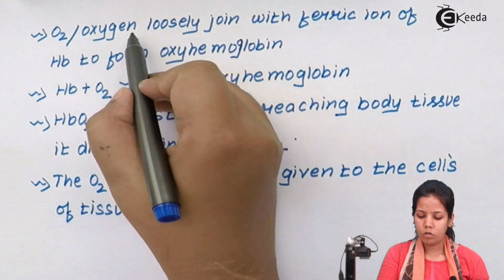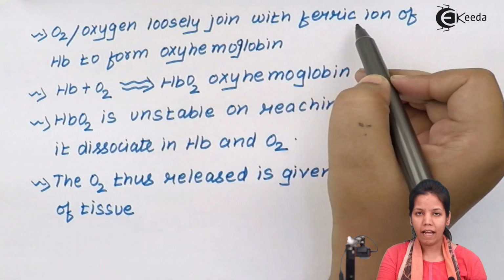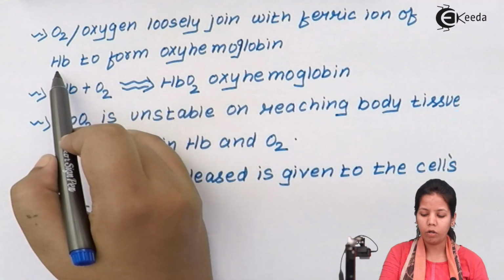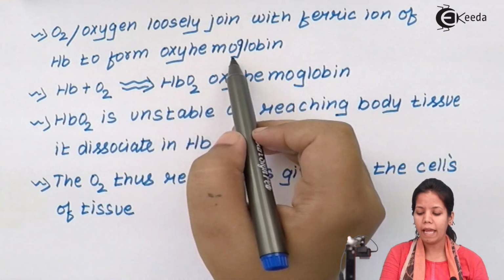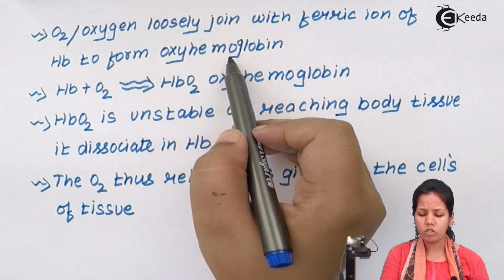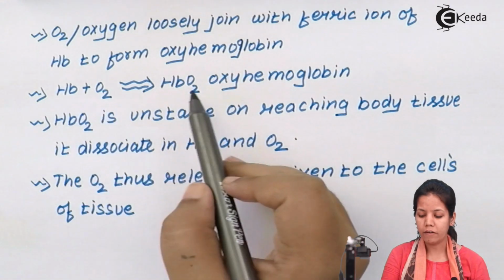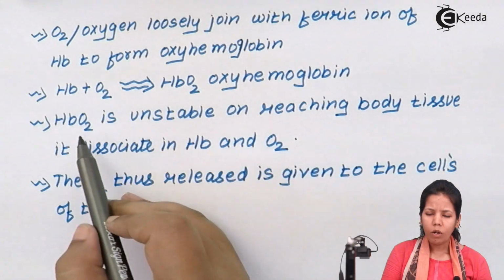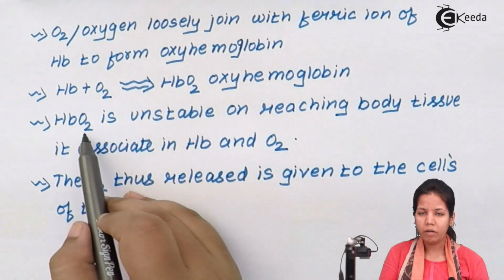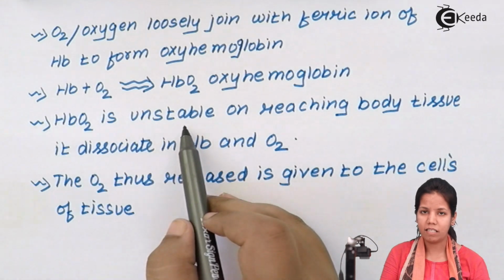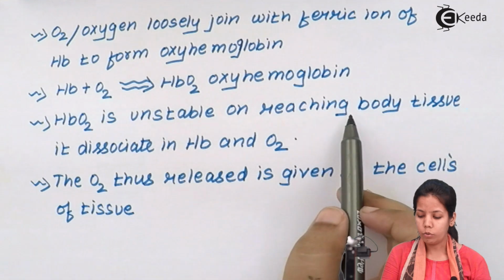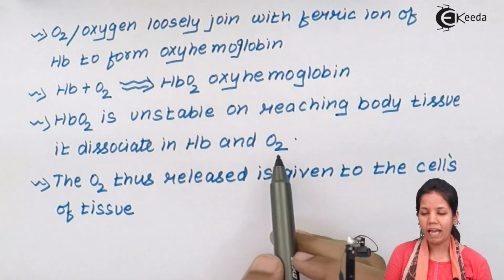Now, whenever oxygen or O2 joins the ferric ions or ferrous compound or porphyric rings on the hemoglobin or Hb molecule, they form oxyhemoglobin. The reaction is Hb plus O2 gives HbO2, which is termed as oxyhemoglobin. Now, HbO2 or oxyhemoglobin is a basically slightly unstable molecule when it reaches your body cells or body fluids. Due to this, when it reaches a particular tissue, it dissociates into Hb and O2.